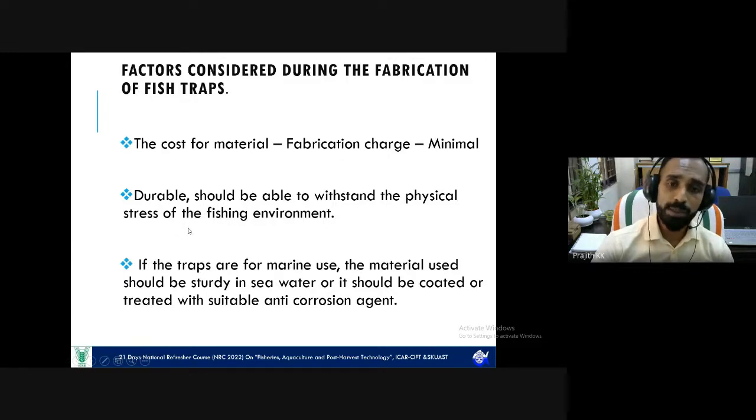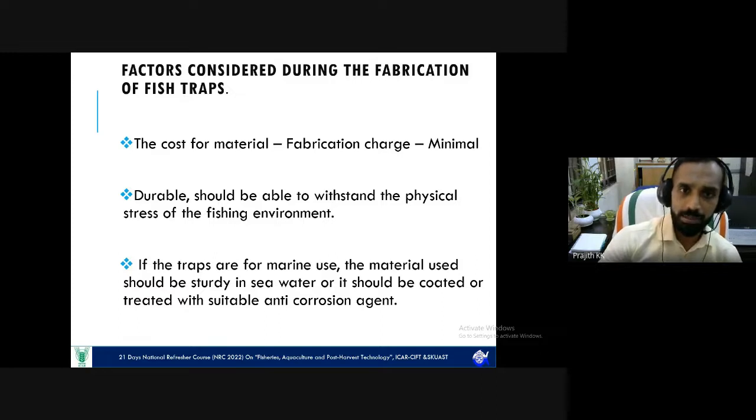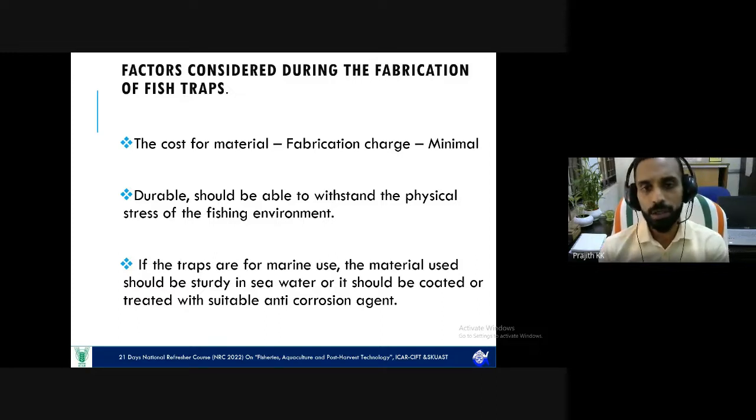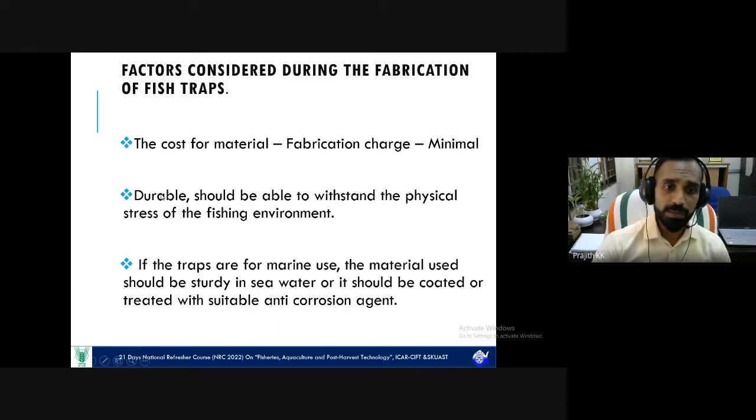Then it should be durable, but we can consider a higher fabrication charge if the material lasts for a long time, like stainless steel, which we can use in some environments. If another material has a lesser life and gets damaged in a short period, and this material can be used for a long period with a comparatively good investment, we can go for that. Next is the durability.